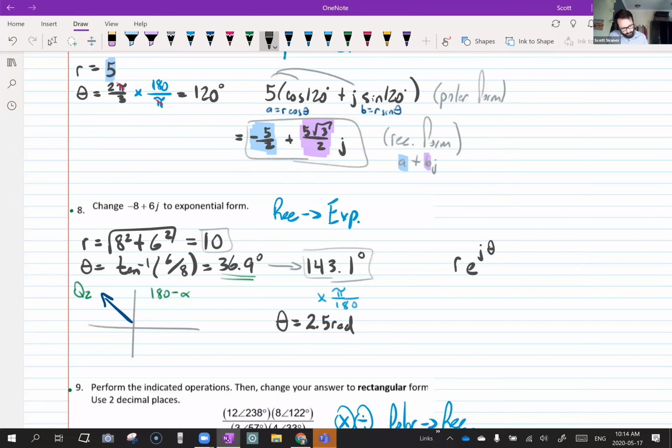2.5. Okay, so long story short, we needed r and we needed theta. And for exponential form, this needs to be in radians. So we have 10 e to the power of 2.5j. And I indeed have my r and my theta in radians. So I'm finished.